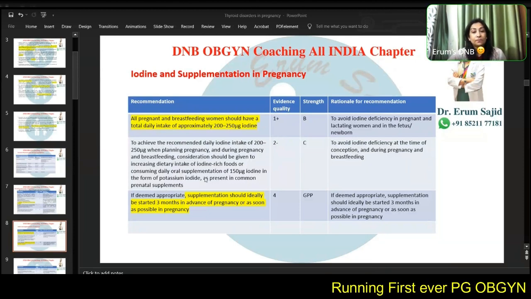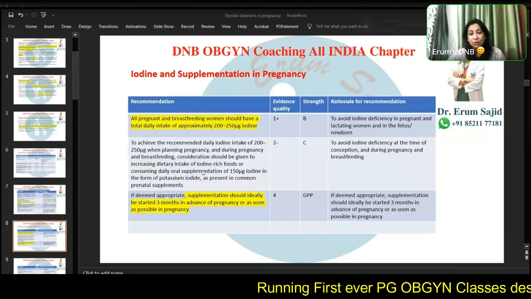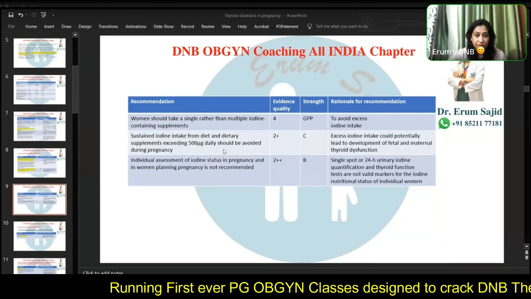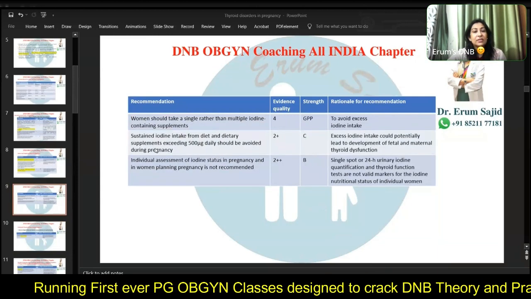Now, there's no need to read in so much depth. Just remember how much iodine is supposed to be taken and when it should be started. Okay, even this is not important.